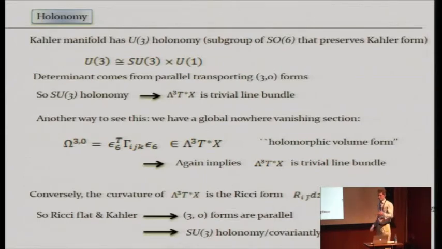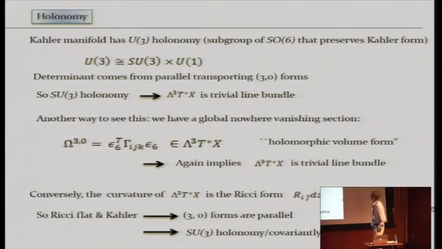Well, cotangent vectors, like the dz^i you had before, transform in the fundamental 3 of U3. So if you take wedge 3 of the cotangent bundle of X, forms that locally look like dz1 wedge dz2 wedge dz3, they transform precisely as the determinant, so precisely under the U1 part of this holonomy. So if we just want to look at the U1 part of this holonomy, it's generated by parallel transporting (3,0) forms around the loop. (3,0) forms come back up to a phase, in fact a complex phase, and that phase is this phase.